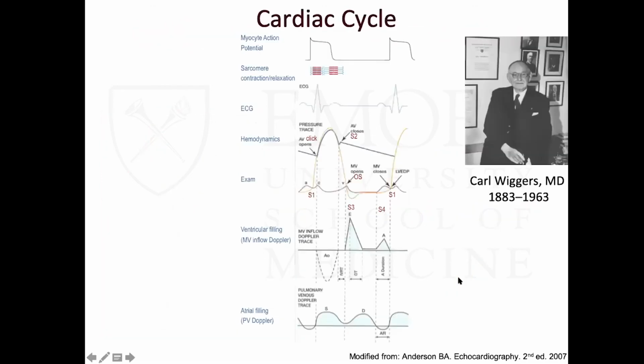Let me go back to our Wiggers diagram for a moment and point out other helpful things on the physical exam. So notice here that the third heart sound and the fourth heart sound correlate roughly to where the E and the A are. So if someone has a very tall E wave, you're more likely to hear the low pitch of the third heart sound. And if someone has a very tall A wave, you're more likely to hear the low pitch sound with the bell of a fourth heart sound.